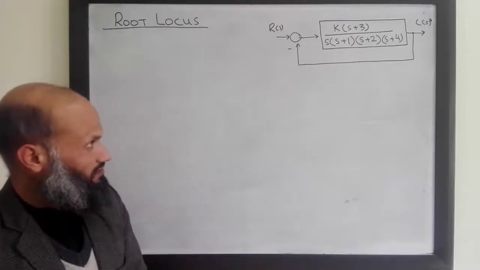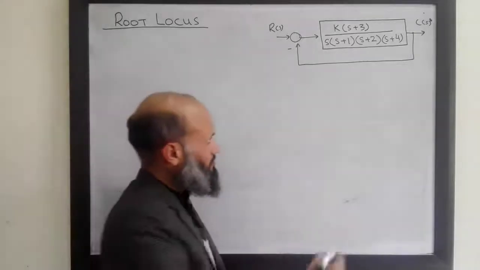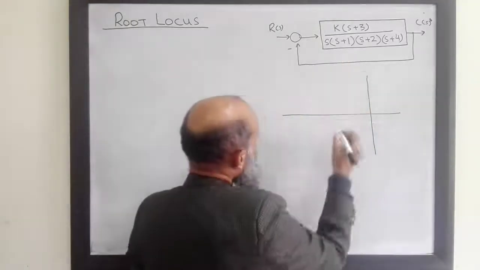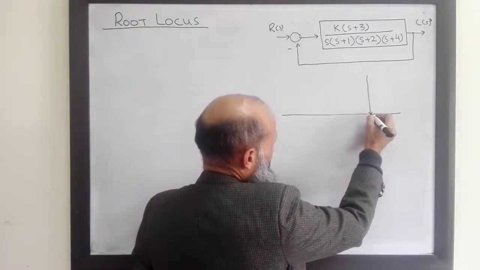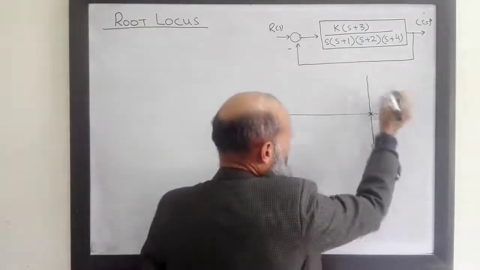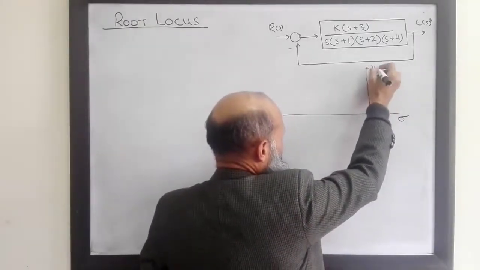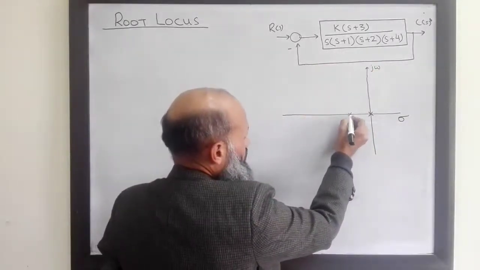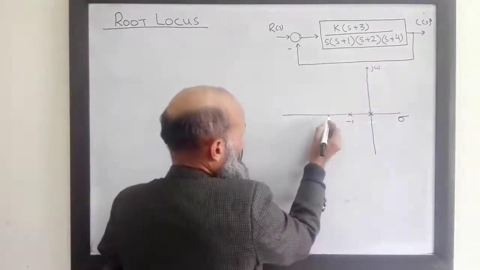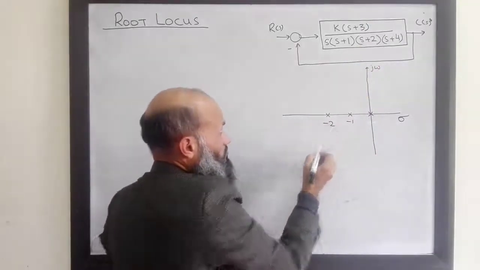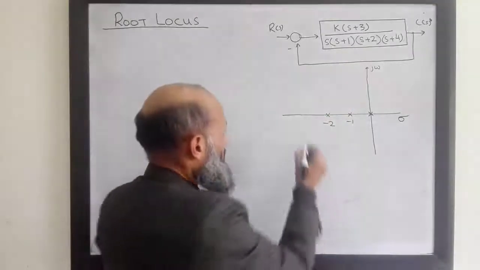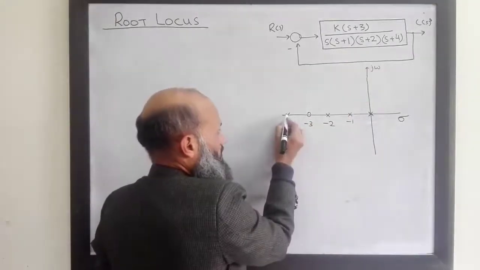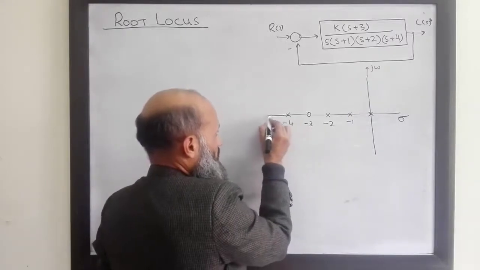For this particular system, to sketch the root locus, first we locate the open loop poles and zeros. So there is a pole of this system at s equal to 0. This is the complex plane with real axis and imaginary axis. Another pole is at s equal to -1. The third pole is at s equal to -2. And there is a 0 at s equal to -3 and another pole at s equal to -4.